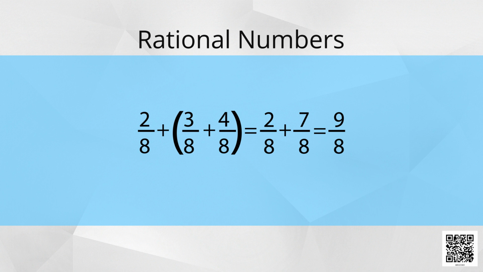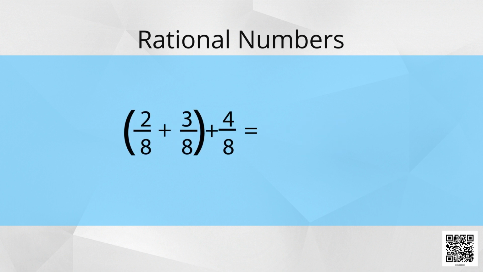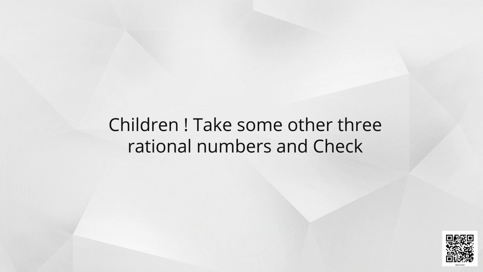Now let us do the other way. (2 upon 8 plus 3 upon 8) plus 4 upon 8 is equal to 5 upon 8 plus 4 upon 8 is equal to 9 upon 8. Children, take some other 3 rational numbers and check. You will find that answer is same.